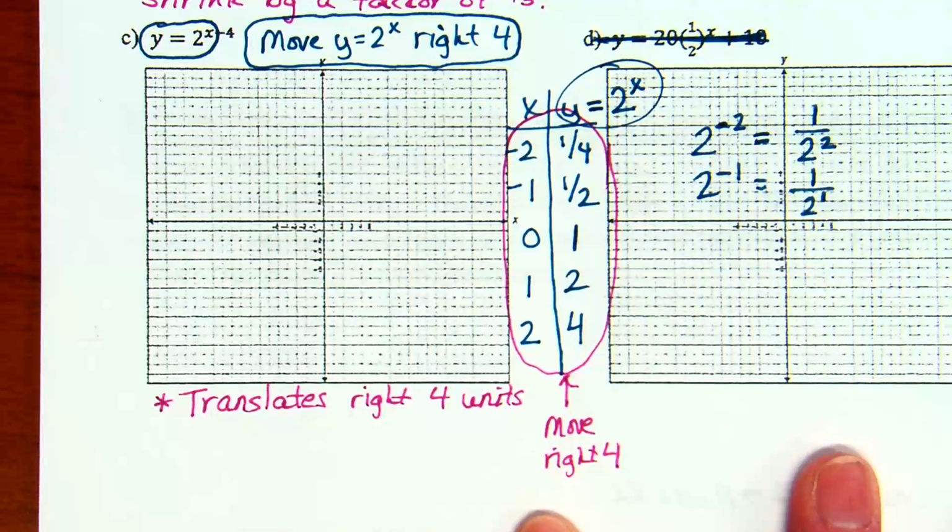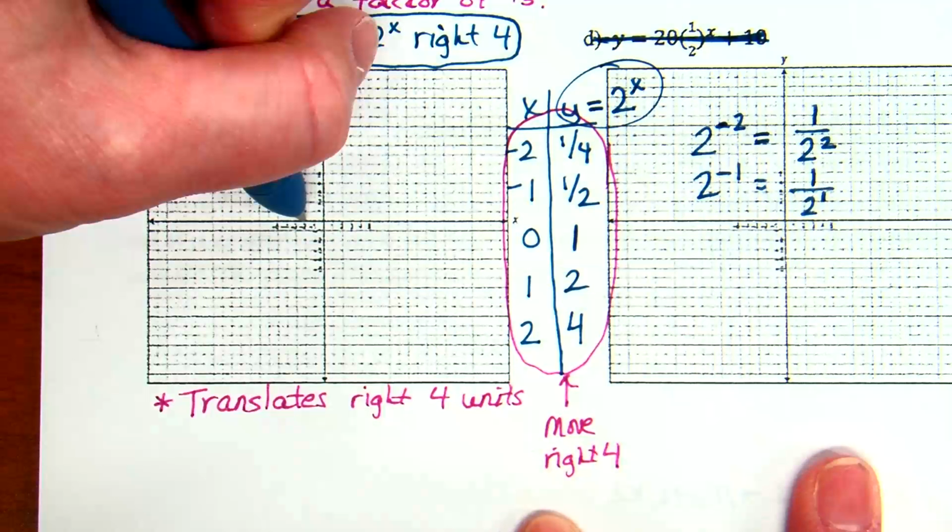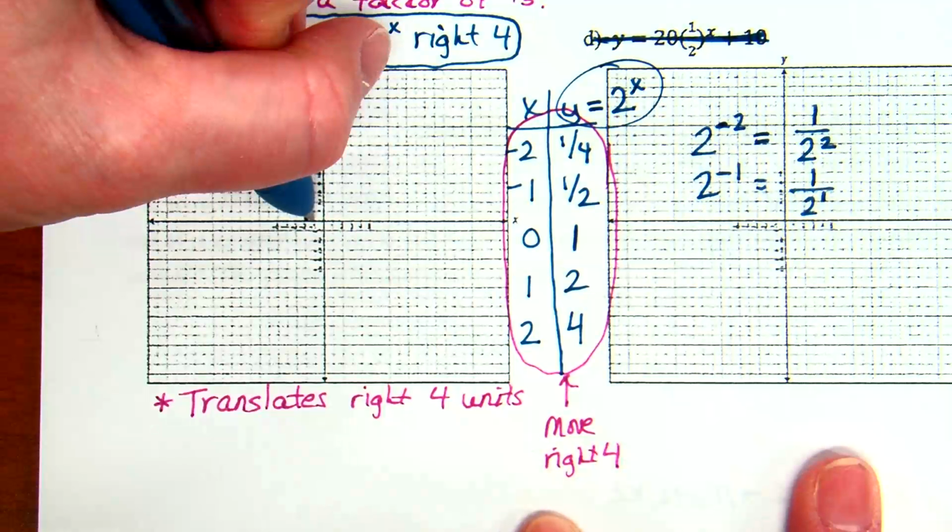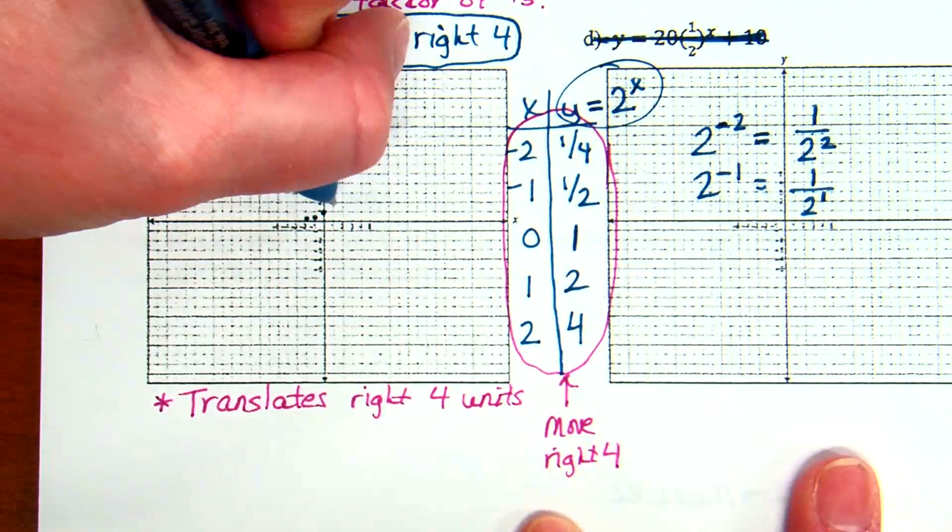Negative 2, 1/4. So left 2, up a teeny bit. Negative 1, 1/2: left 1, up a half. 0, 1: left to right 0, up 1. 1, 2: right 1, up 2. 2, 4: right 2, up 4.